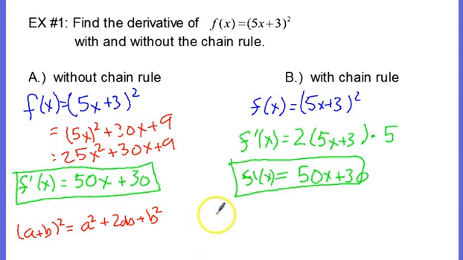All right, why don't you take a moment and see if you can work example 2 before watching the next video, and then we'll come back and check example 2 to make sure you've got it. See you in a moment.